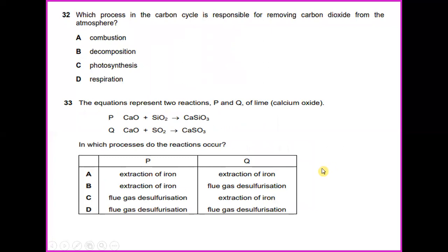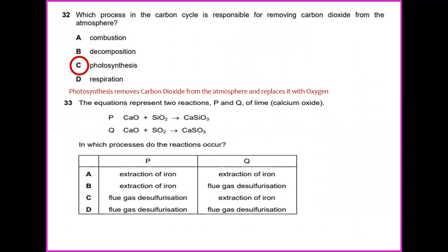Which process in the carbon cycle is responsible for removing carbon dioxide from the atmosphere? When you look at the process of photosynthesis, what photosynthesis does is it removes carbon dioxide from the atmosphere and replaces it with oxygen. So the answer will be photosynthesis.